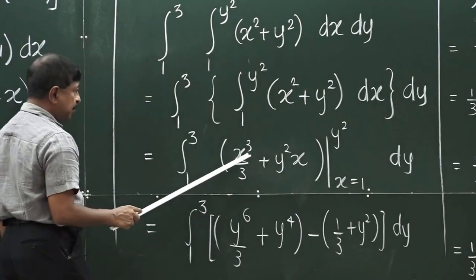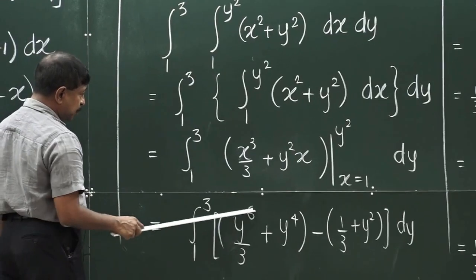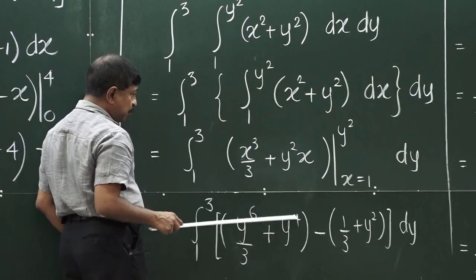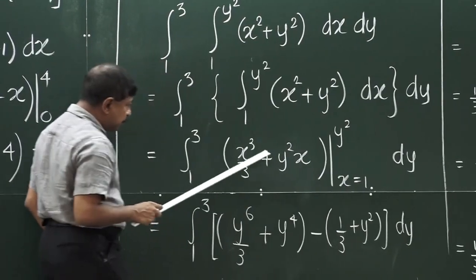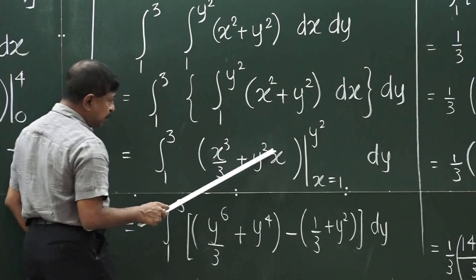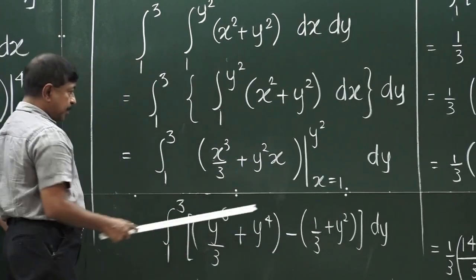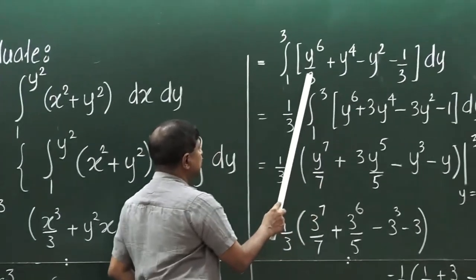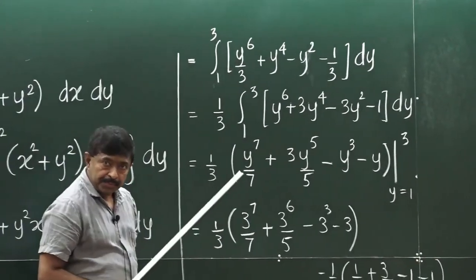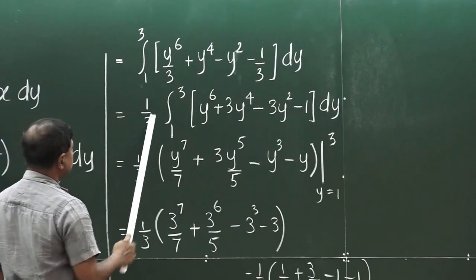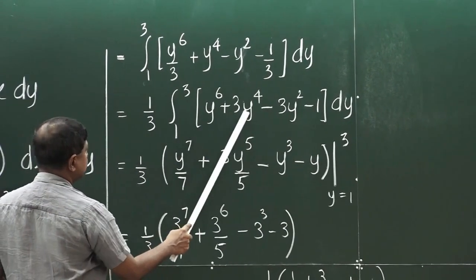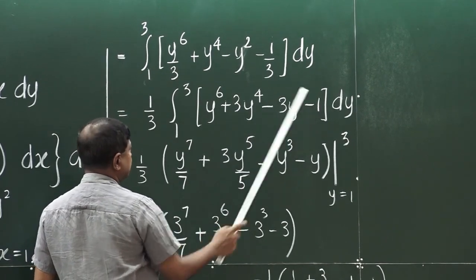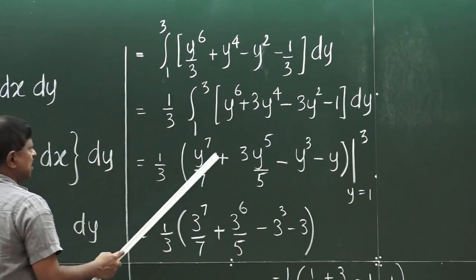So, first you plug in y squared for x. So, you get y to the power 6 over 3. When you plug in y squared here, you get y to the power 4. When you plug in 1, you get 1/3. When you plug in 1, you get y squared. Now, subtract. After that, it is a simple integral. Here, since you have 3 in 2 terms, you better pull it out. So, 1/3 you get like this, y to the power 6, 3 y to the power 4 minus 3 y squared, again minus 1.